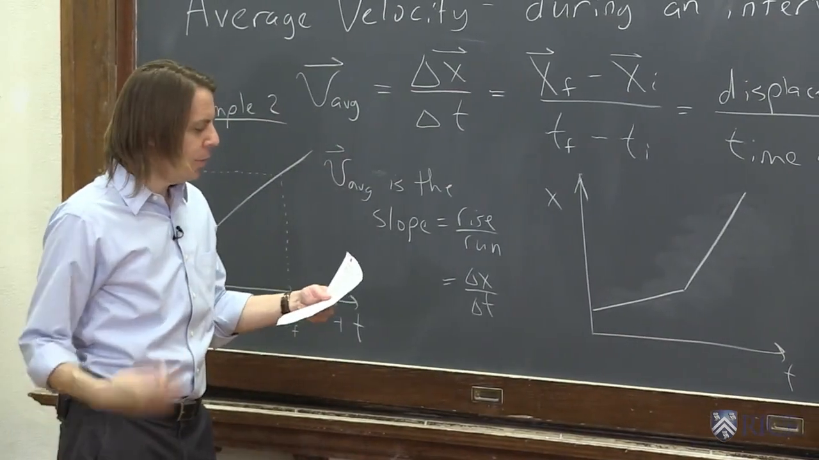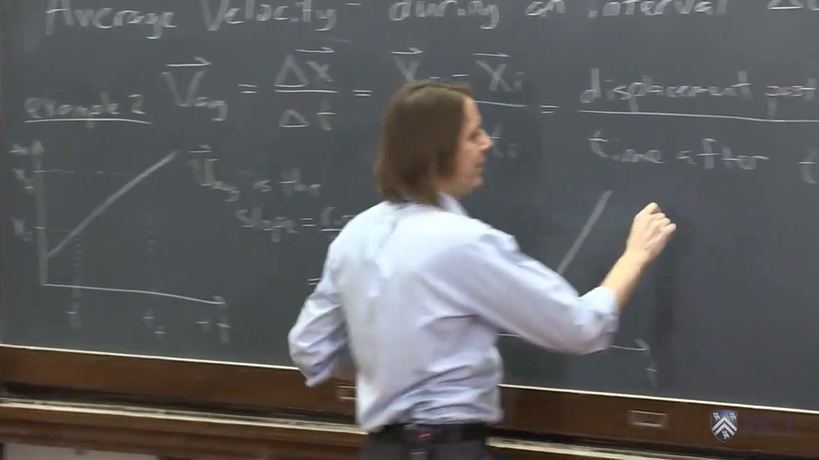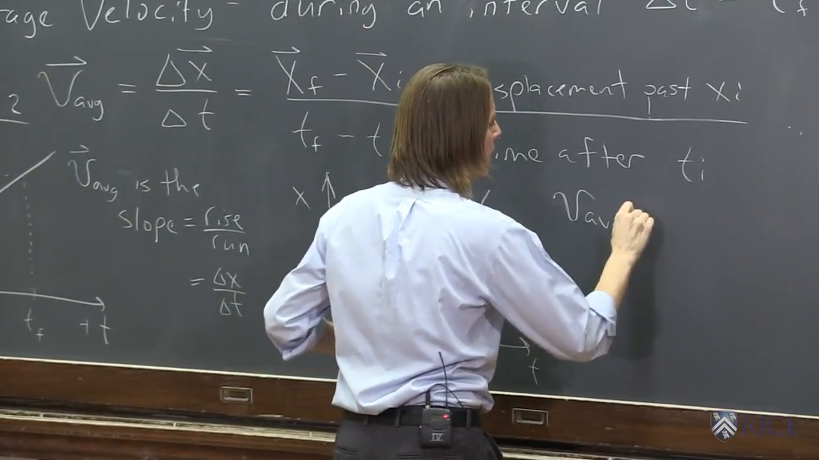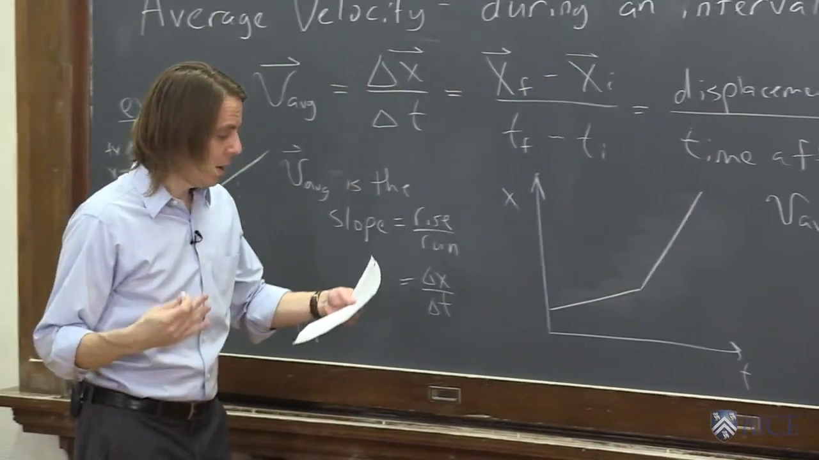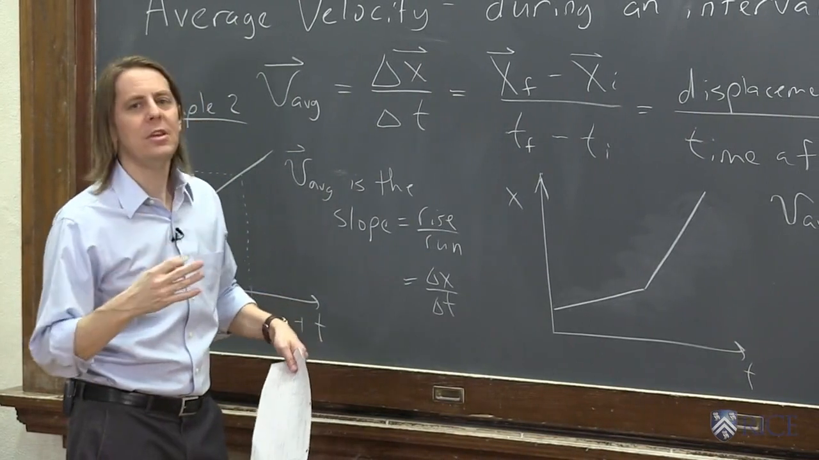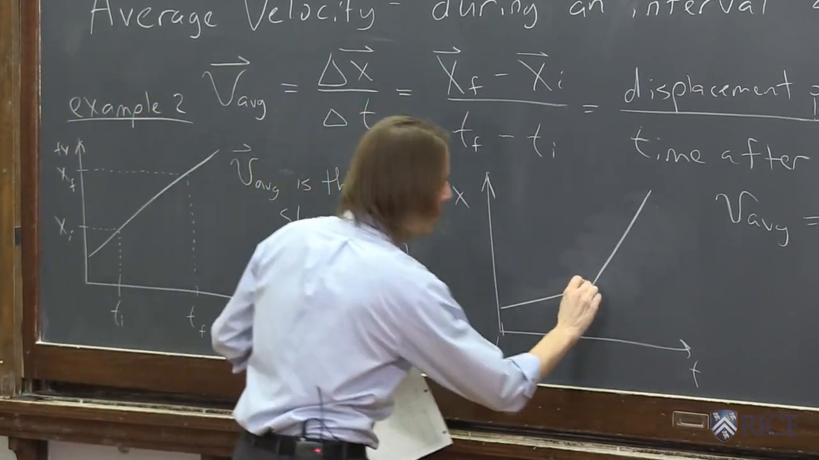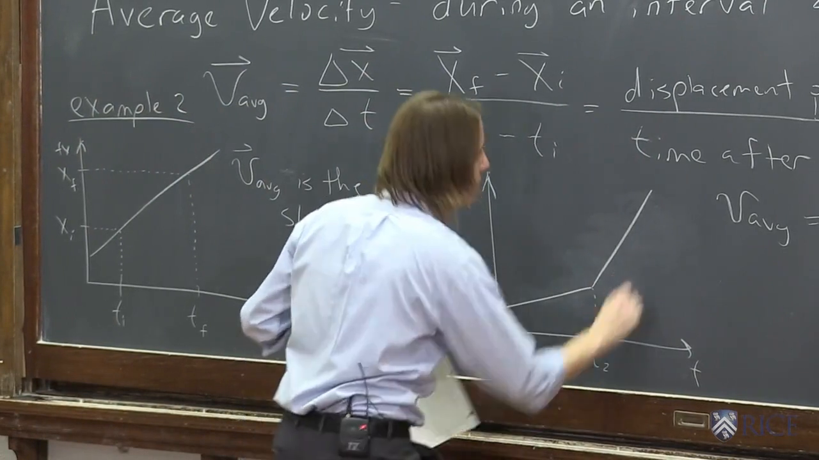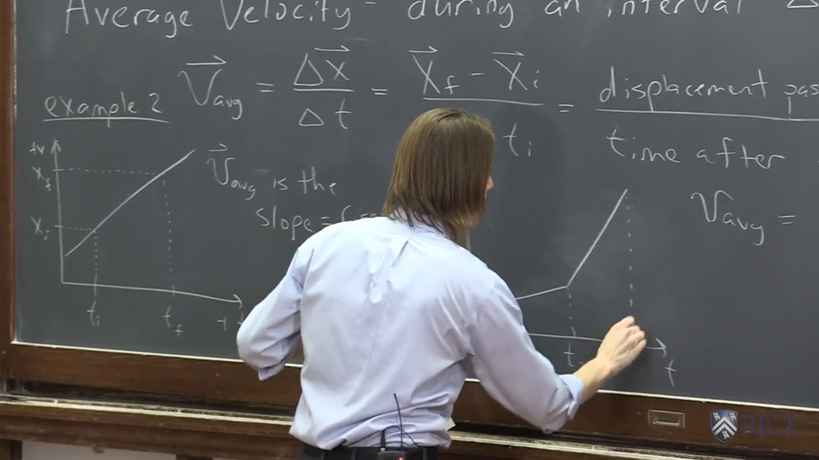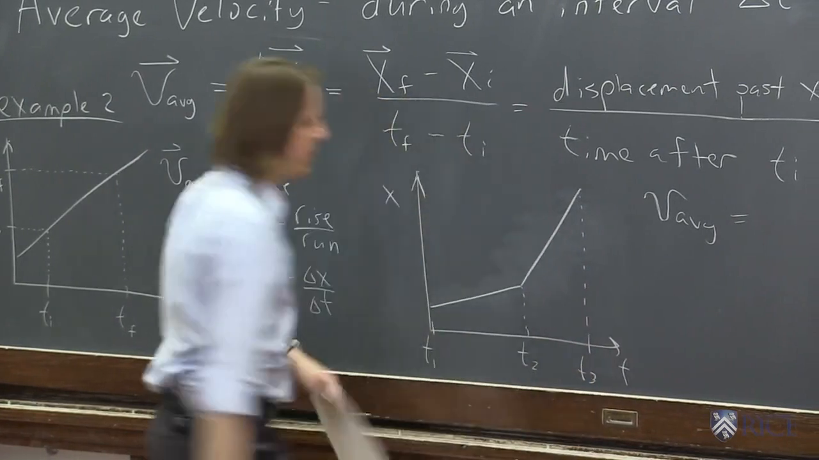Okay, so what we want to do now is say, what is v average for this motion? And we could define, actually, let's define 3 times. There's really 3 important times here. There's t1, there's t2, and there is t3, right?